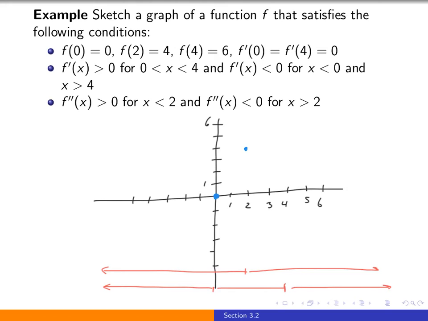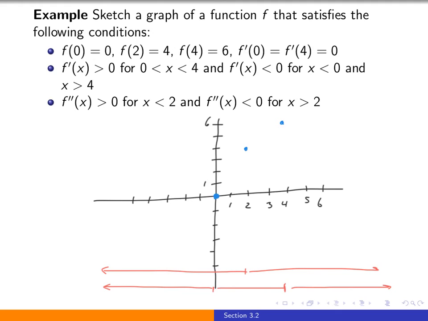And I would like f of 4 to be 6. Additionally, we note that f prime of 0 and f prime of 4 equals 0. So that's telling us at 0 and 4, the tangent line to our curve is going to be horizontal. So we'll keep that in mind, and we'll see how that works in a moment.